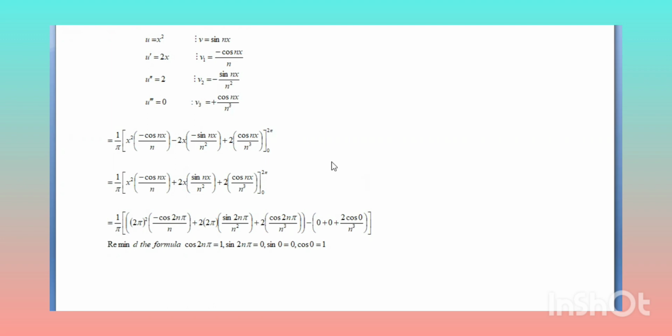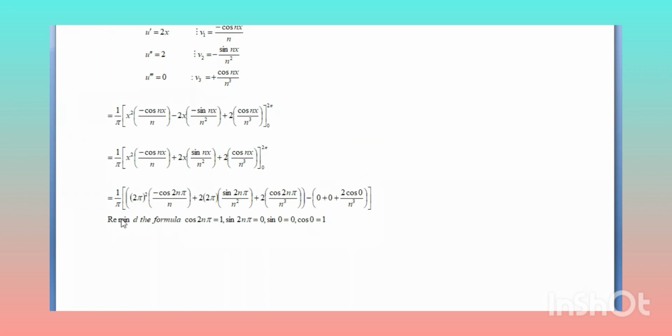Limit is 0 to 2 pi. So if you apply the limit, 1 divided by pi, for x you have to apply the upper limit minus for x you have to apply the lower limit 0. So (2 pi) whole square into minus cos 2n pi divided by n plus 2 into 2 pi sin 2n pi by n square plus 2 into cos 2n pi by n cube, minus, for x square if you apply lower limit 0, the first term is 0, second term 2x, x is 0 so the second term is also 0, third term will become 2 into cos 0 divided by n cube.